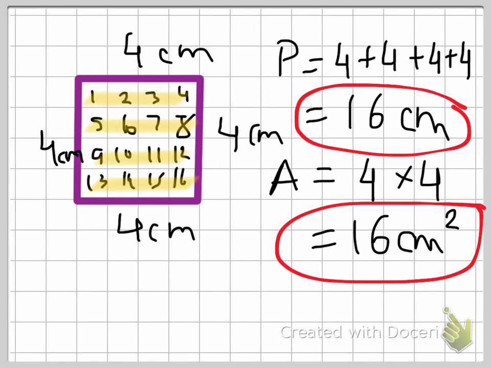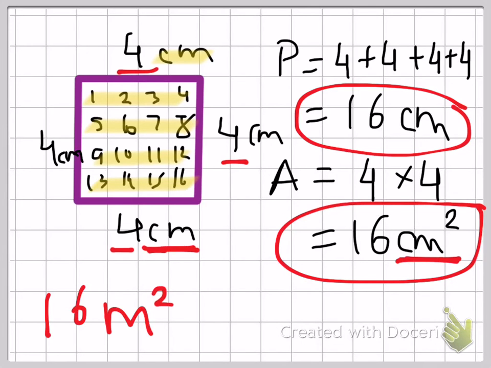Whenever you're doing an area, you have to take the unit that you're dealing with, so centimeters, and you put a square on that. If it was meters, then we would get 16 meters squared. However, it's not, so it's centimeters squared. And so perimeter is calculating the outside, which we did as 4 plus 4 plus 4 plus 4, and the area is calculating the inside. And if you know your formulas for calculating area, you can use those as well. This is just to help you get started.